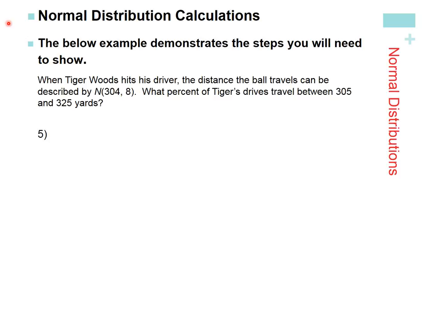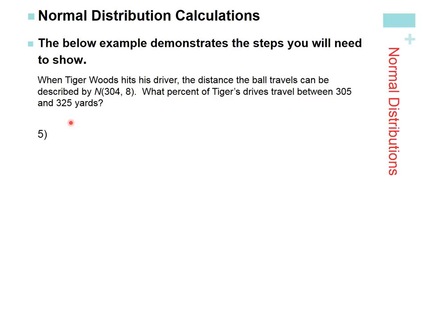Okay, so let's take a look at this example. I'm going to go through one, and then you can get some practice problems. It demonstrates the steps that you'll need to show. When Tiger Woods hits his driver, the distance the ball travels can be described by the normal distribution with a mean of 304 and a standard deviation of 8. What percent of his drives travel between 305 and 325 yards?